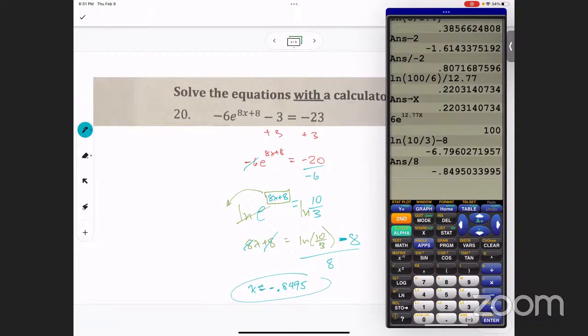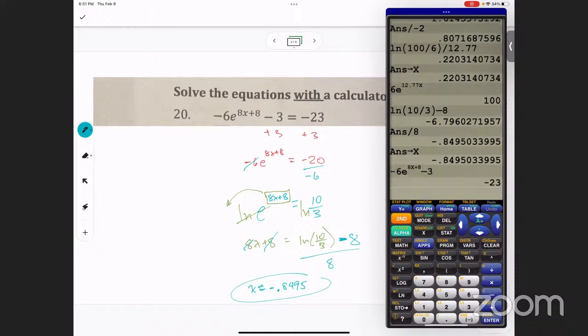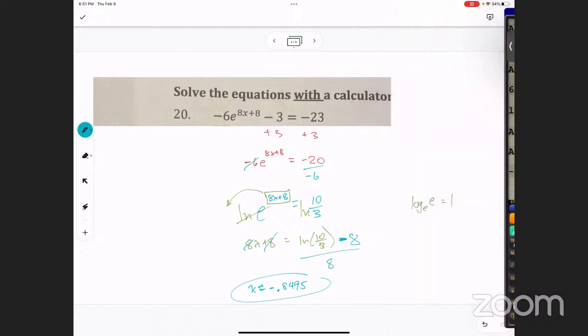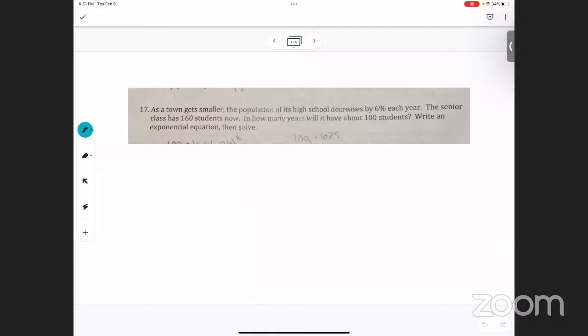And again, to make sure it's right, store it for x, and then just type in the left side of your equation, typing in the x, and it's going to plug in. It's going to plug that into the x, and it should give you a negative 23, which it does. Good? Okay. Yeah. 17, it says, oh, sorry. Am I going too fast? No, you're good.